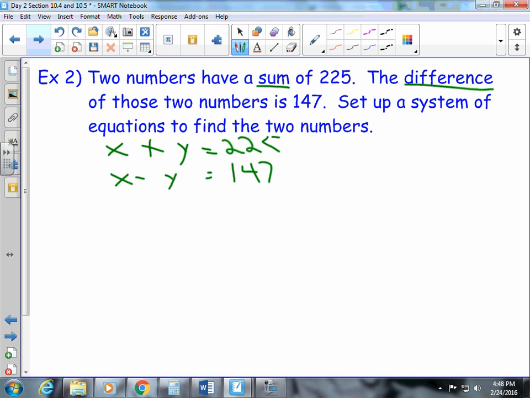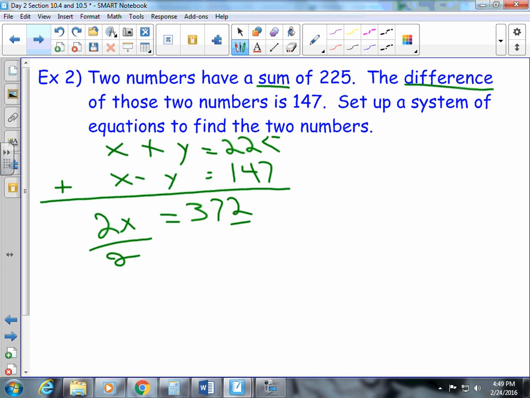So look, we got the same thing. I'm going to add the two equations together. X plus x is 2x. Y minus y cancels itself out. So I take 147 plus 225, and I end up with 362. Sorry, 372. Little accident there. 372. We get 372, and now I just solve for x.